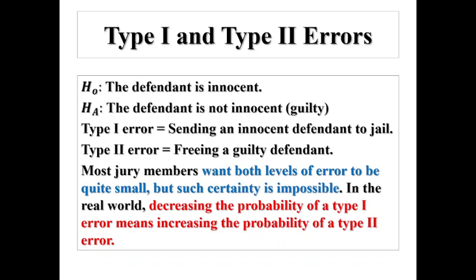So let's go back to this. Sending an innocent defendant to jail, this is type 1 error. Decreasing the possibility of type 1 error, since we know that type 1 error is serious, means we want to reduce type 1 error.